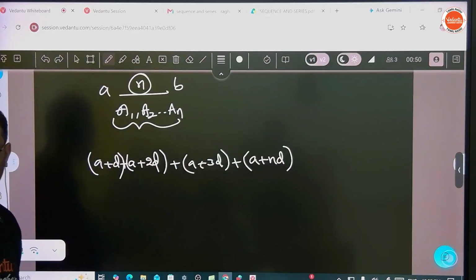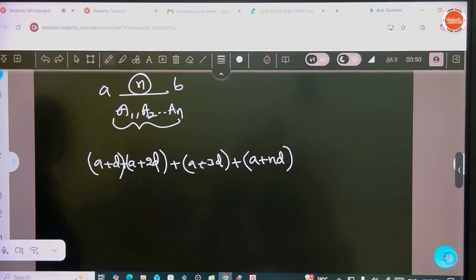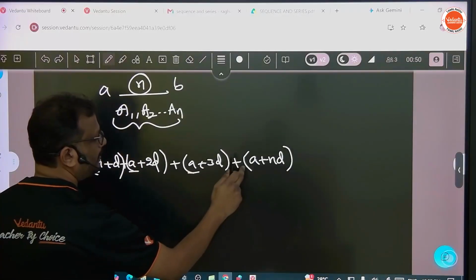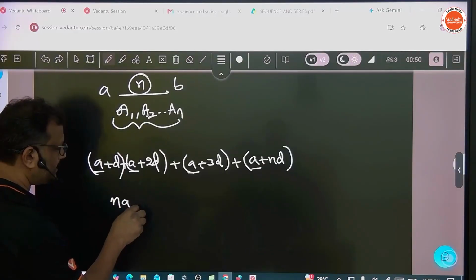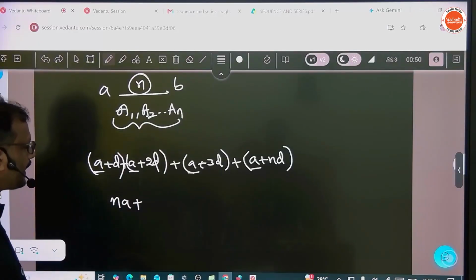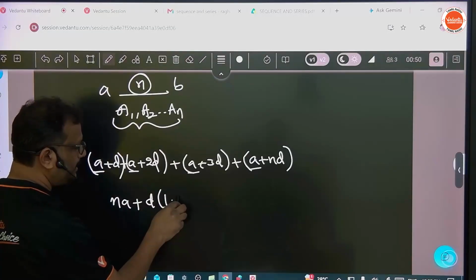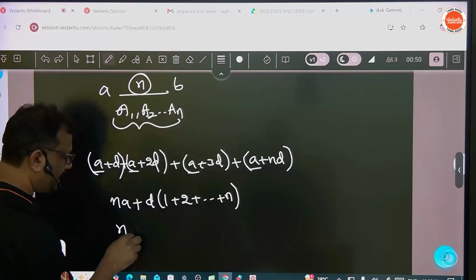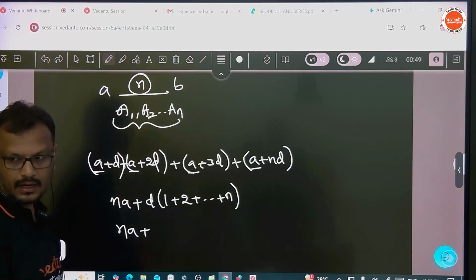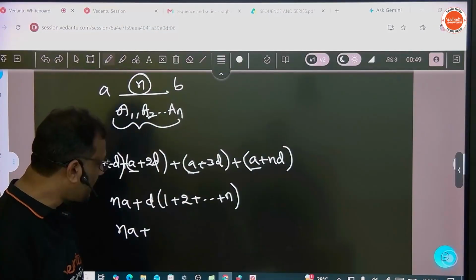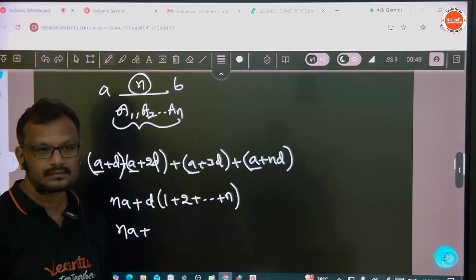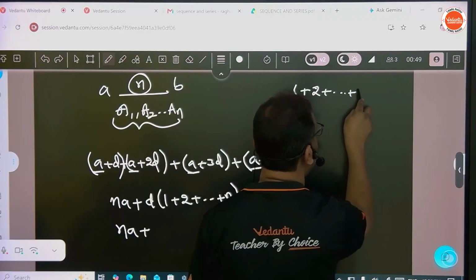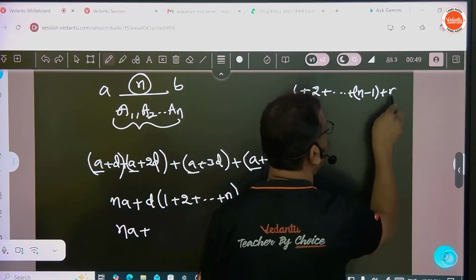So we need the sum of all the numbers which are going to be inserted between A and B. Now tell me, how many A's are there here? n A's are there. So nA plus d, taking d common, 1 plus 2 plus 3 up to n. What is the sum of n terms of an AP? n into n plus 1 by 2. You might be thinking, how will you get n into n plus 1 by 2? Just like the arithmetic progression we wrote previously, 1 plus 2 plus up to n minus 1 and n. The sum of them we need.